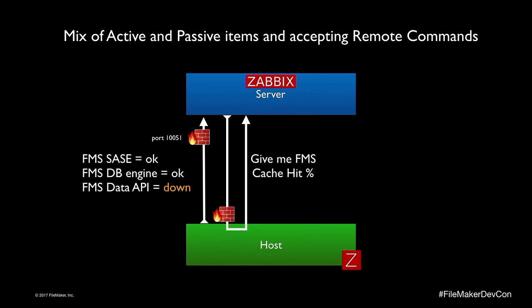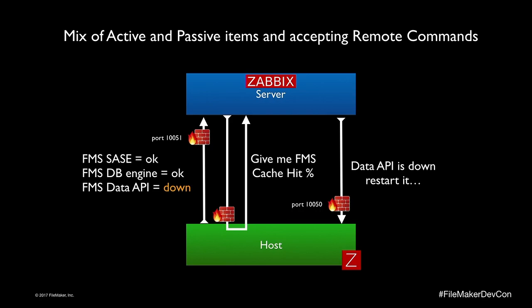Now, in this example, over on the left-hand side, you see that one of the items that we collect data for is whether a process, a part of FileMaker Server, is running. And in this case, say that the Data API process is down, right? So the agent will pick up on that. The agent will notify the Zabbix server to say, hey, your FileMaker Server Data API process has failed, it has crashed, and then the server can take action.